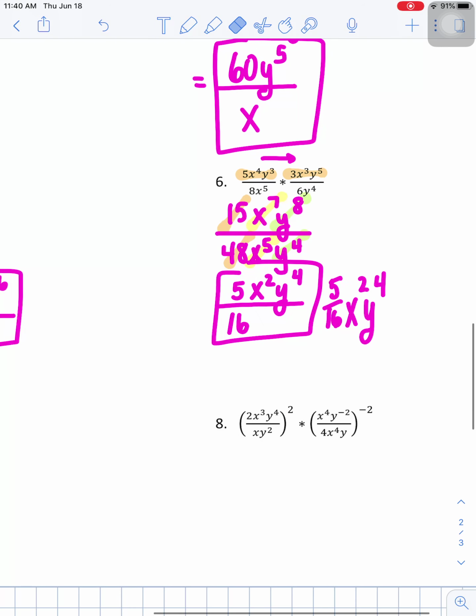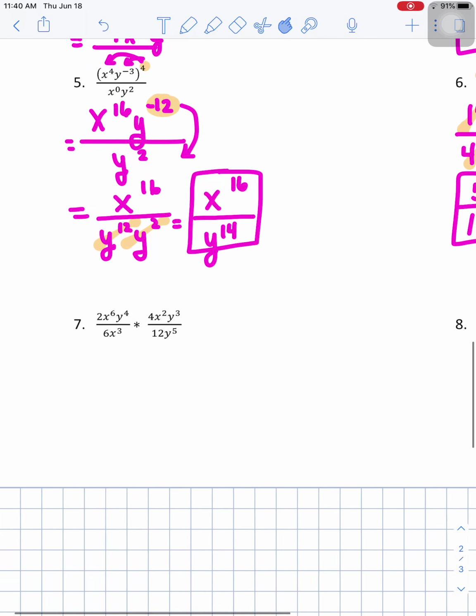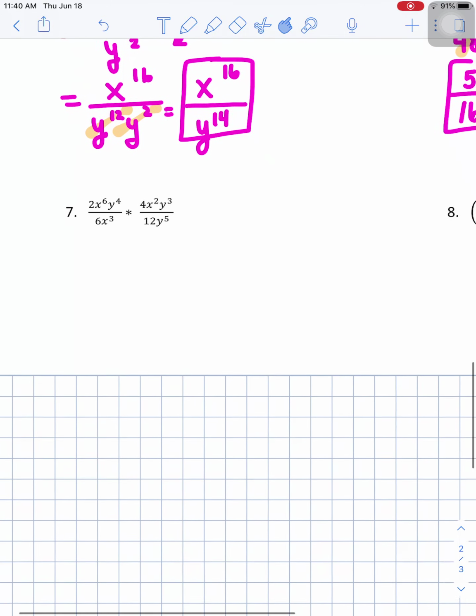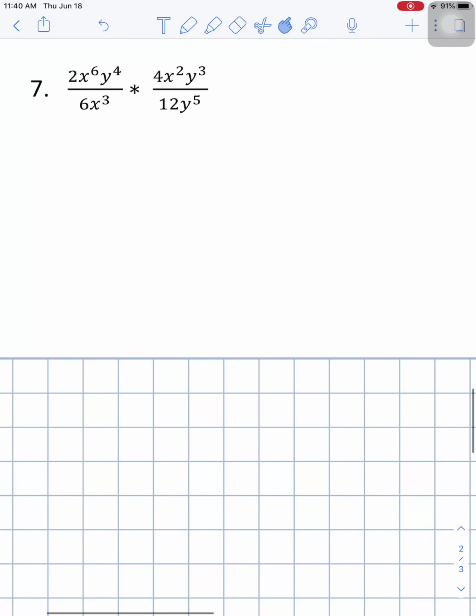All right, number 7 looks a lot like number 6. So I want you to go ahead and try this one on your own. So this is going to be one that you practice on your own. Again, start with multiplying first straight across, and then work on simplifying your answer, your quotient that's left.